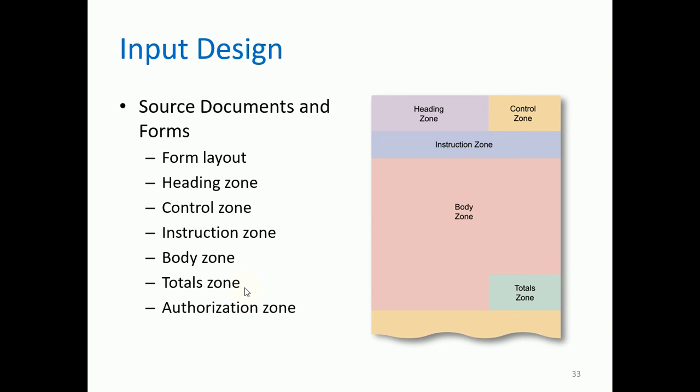For source documents and forms, we have this example of a form layout. We have this heading zone in which the logo and, of course, the title or the name of the agency appear. And then we have this control zone. What is the control zone? Control zone is the version number, so there, if it is a revised or the original document without revision. And then we have the instruction zone, where you can put your general directives. And then we have the body zone, the content, and then the total zone. Authorization zone is not shown here, but the authorization zone is where the signatories are indicated.